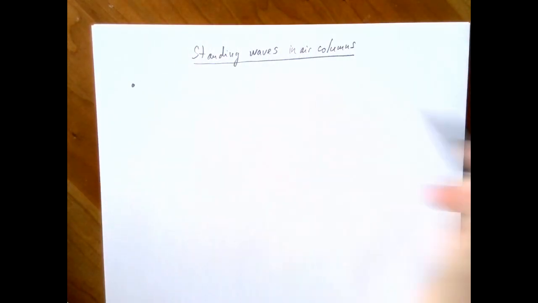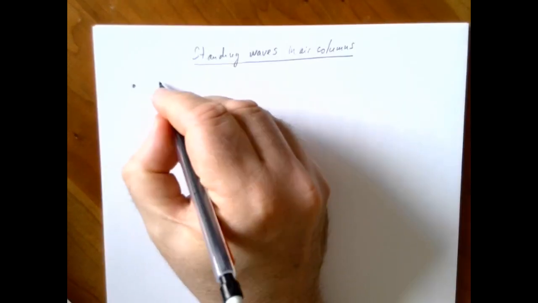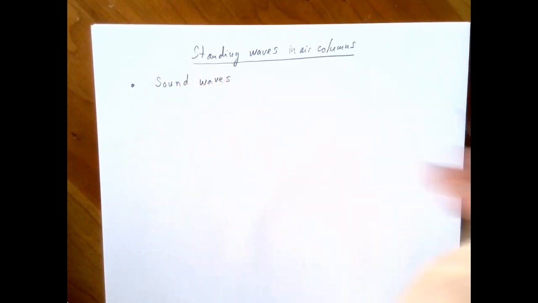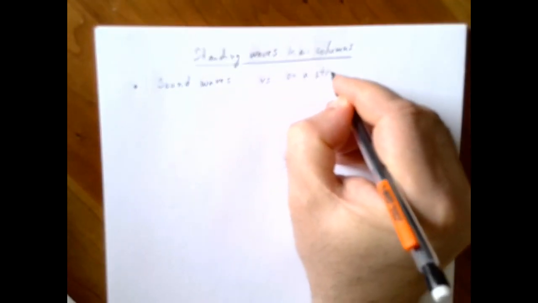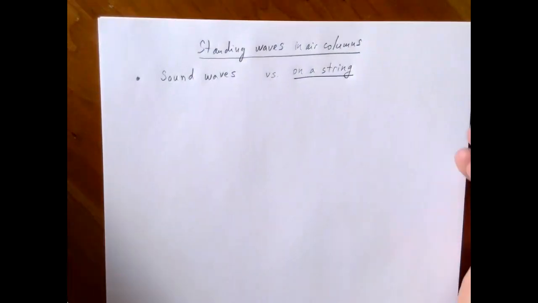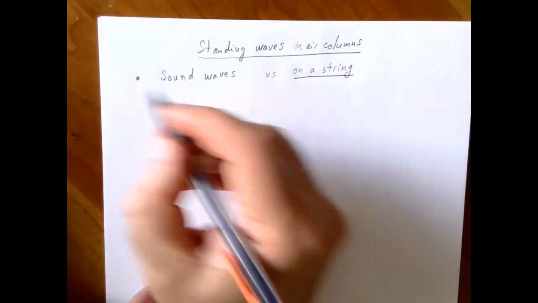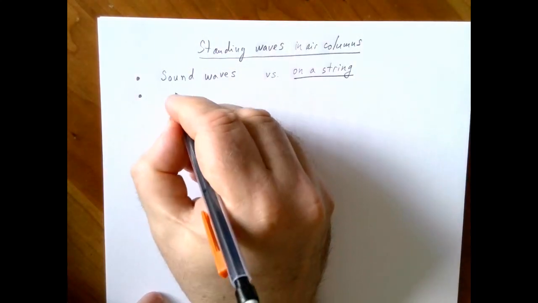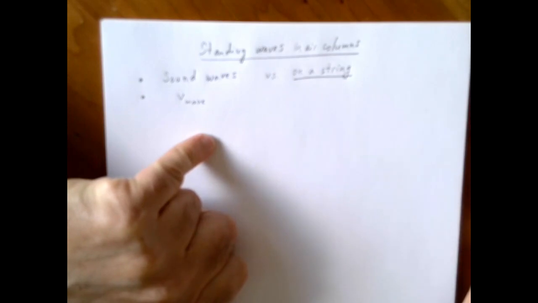An important difference that we should point out from the very beginning is that these standing waves are for sound waves, as opposed to standing waves on a string. This was the subject of a previous video. And if we talk about sound waves, this comes with some benefits. The speed of the wave is known, is whatever the speed of sound is at that temperature.